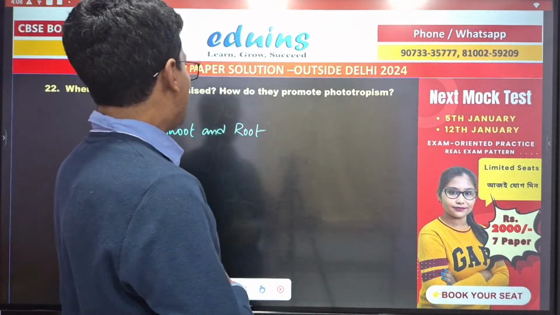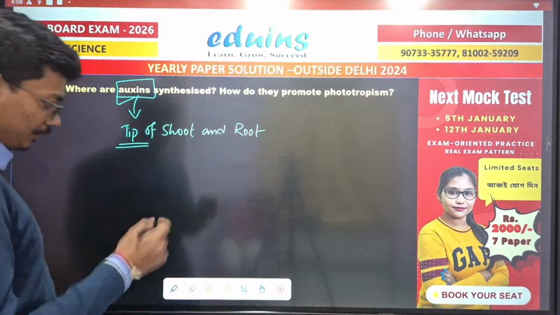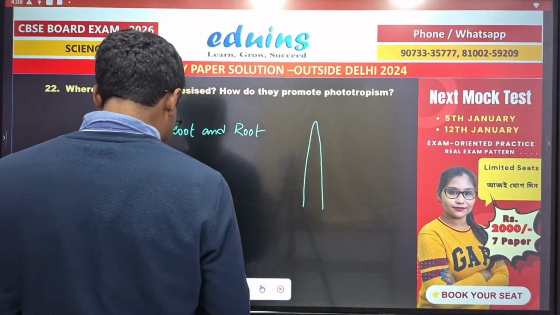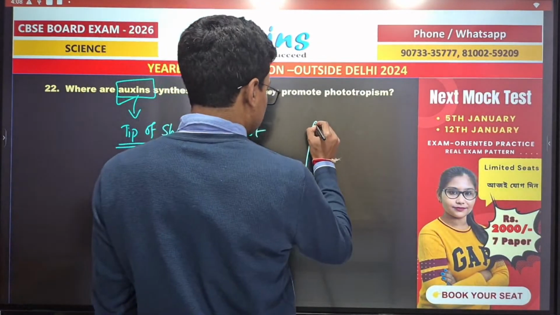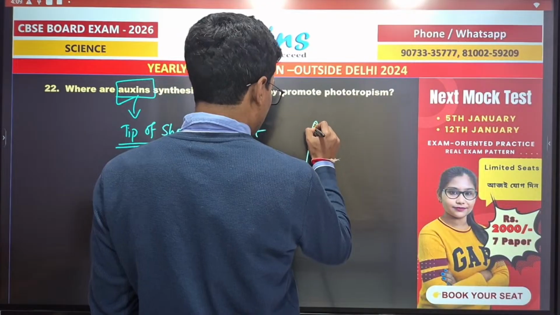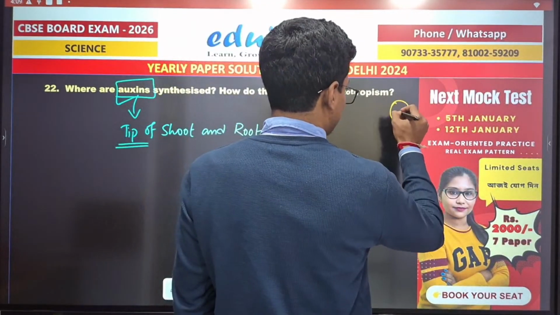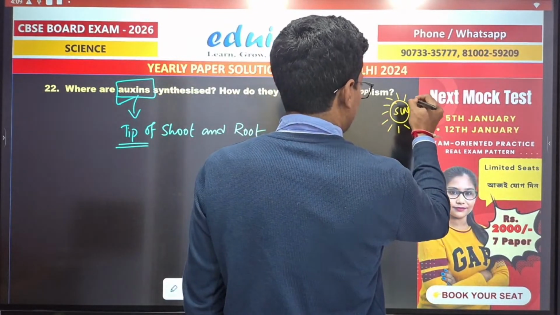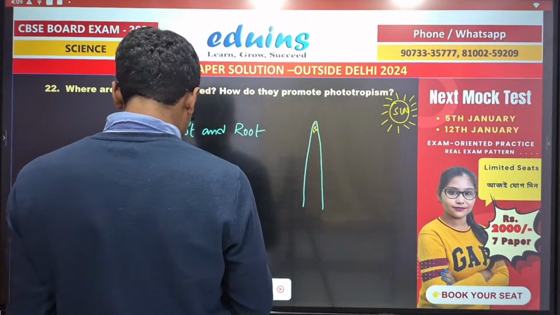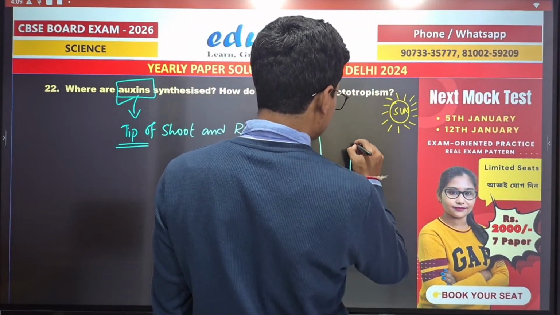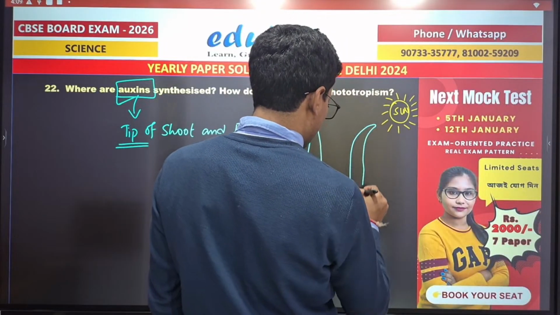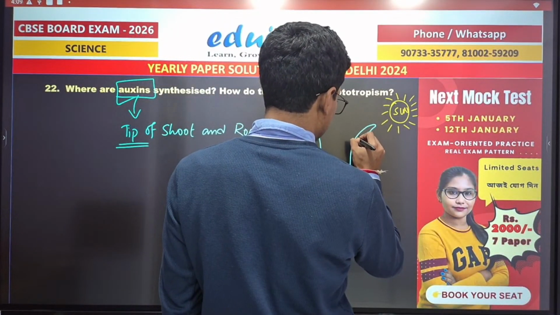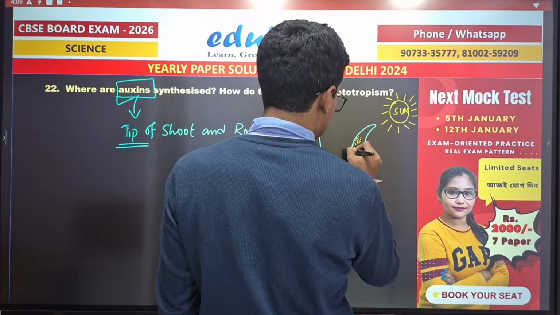Chalo, what is the next question? How do they promote phototropism? We know that in a plant body and the stem, auxin will be present in this tip region. Okay, when the sunlight comes, we observe that the plant part will bend towards the sun, and at this time the auxin will accumulate on the opposite side of the sun.